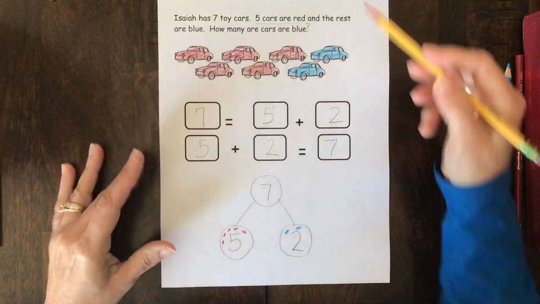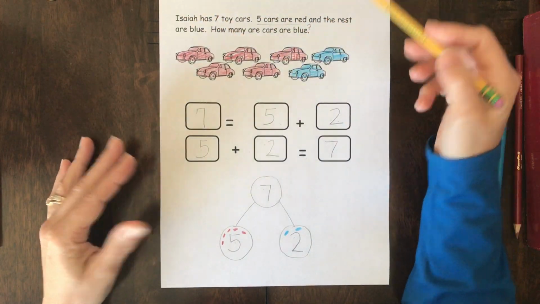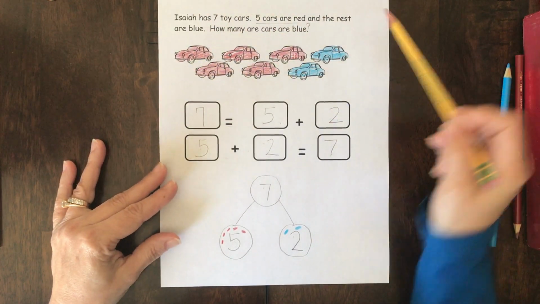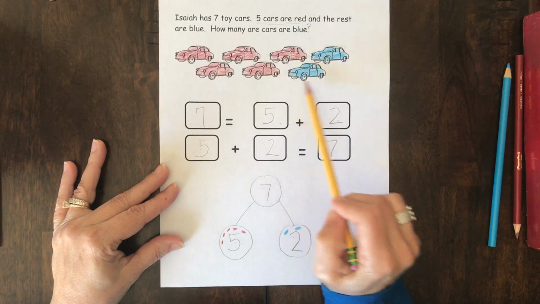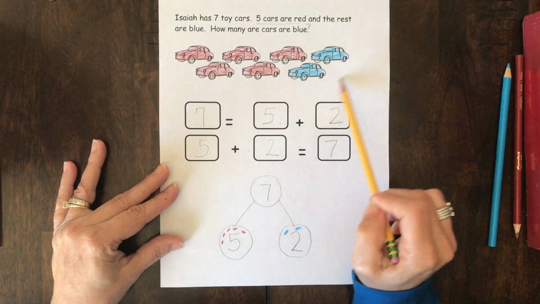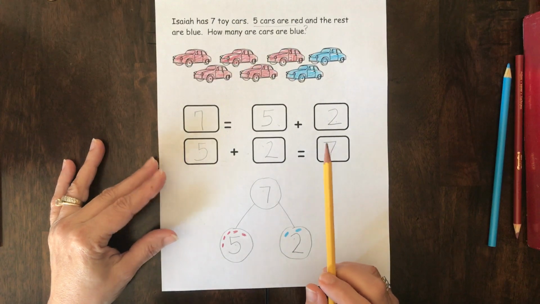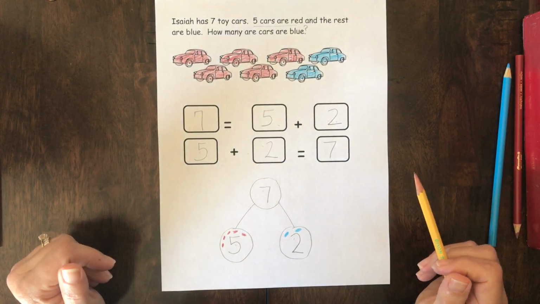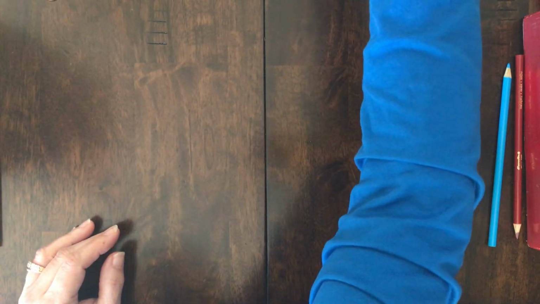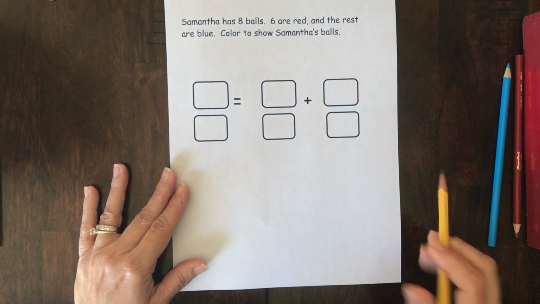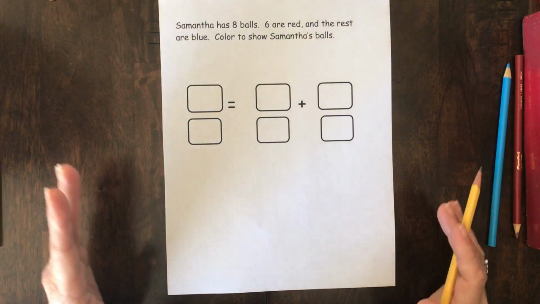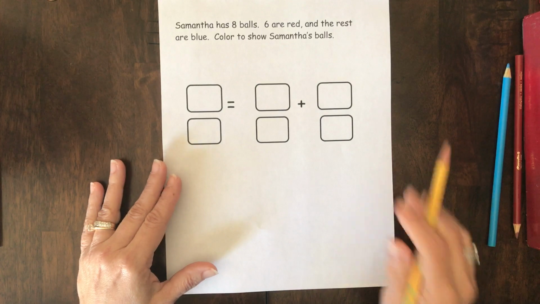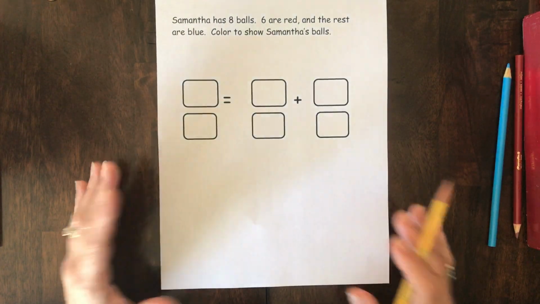So if you look at this problem, we had a story where we knew how many cars we had all together, but we only knew that some cars, 5 cars, were red, and we were trying to figure out how many were blue. So that was the missing addend, the missing part. We're going to do another one together because this week you're going to come up with your own story problems. So let's try to do another one together. This time we're going to draw the picture together.